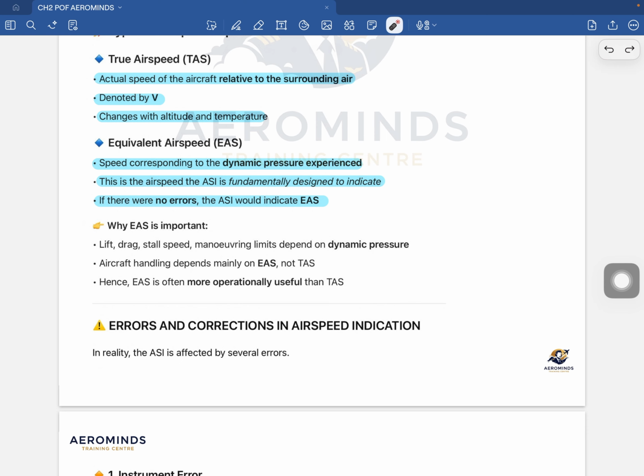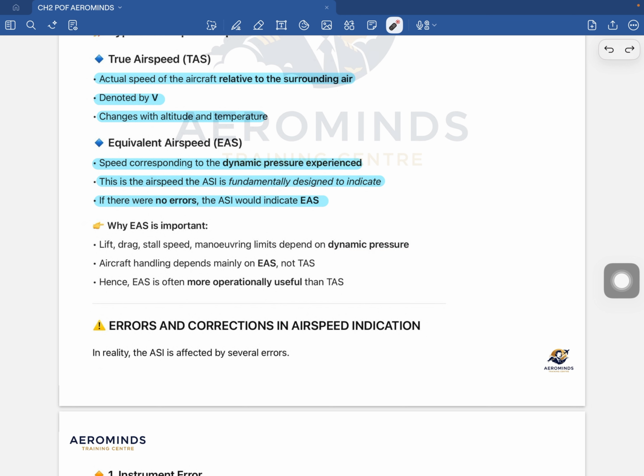Okay, drag depends on the dynamic pressure, stall speed, everything, and structural loads also depend on the dynamic pressure. Maneuvering limit also, everything is depending upon the dynamic pressure. Now, dynamic pressure depends upon the equivalent airspeed. Okay, it depends on the equivalent airspeed.